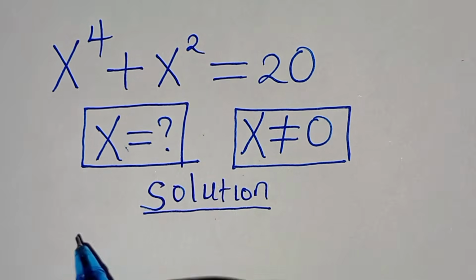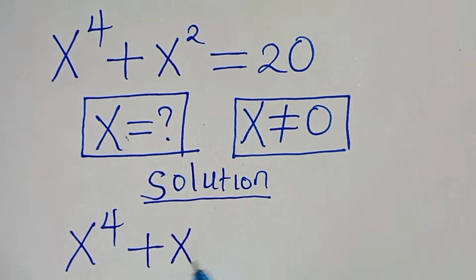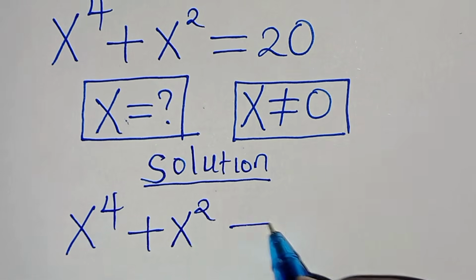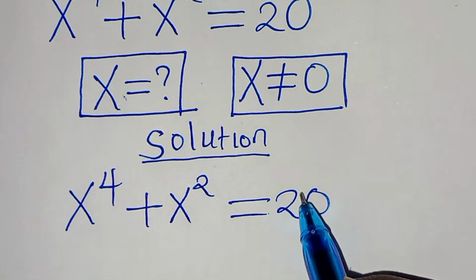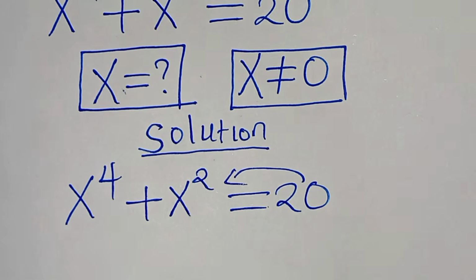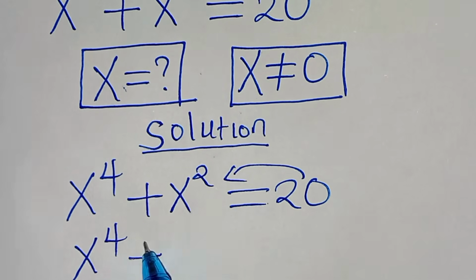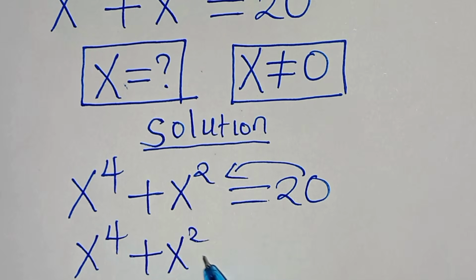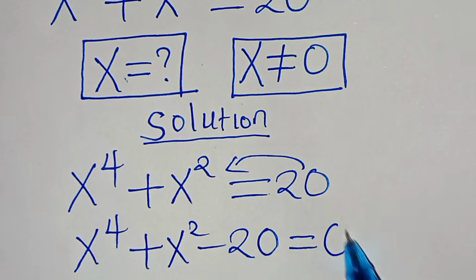Now, we have x to the power of 4 plus x to the power of 2 equal to 20. The first step here, let's take 20 to the left-hand side so that we have x to the power of 4 plus x to the power of 2, subtract 20, equal to 0.